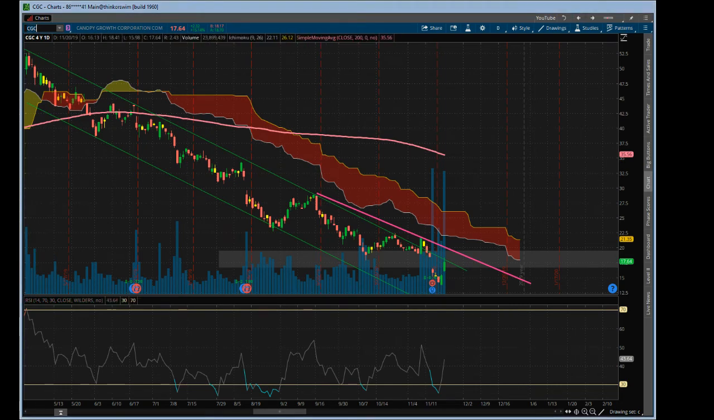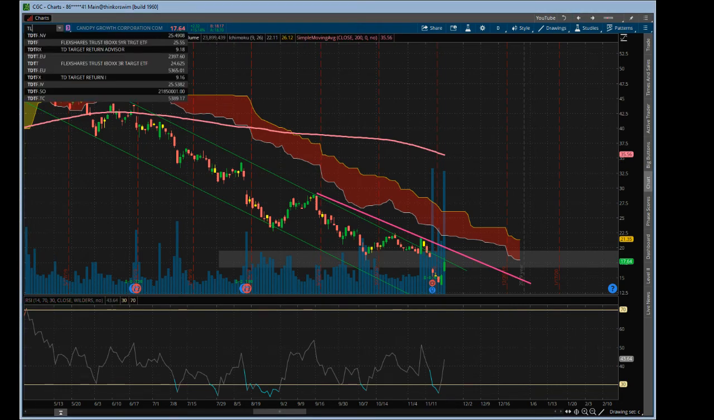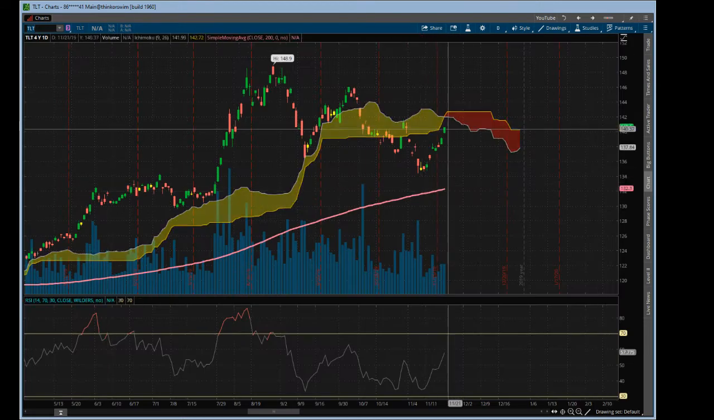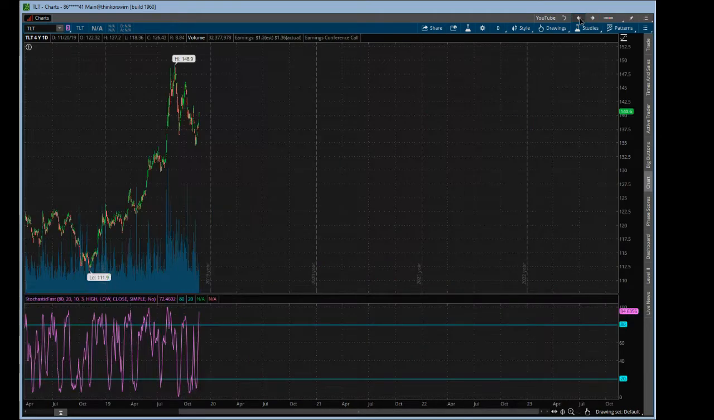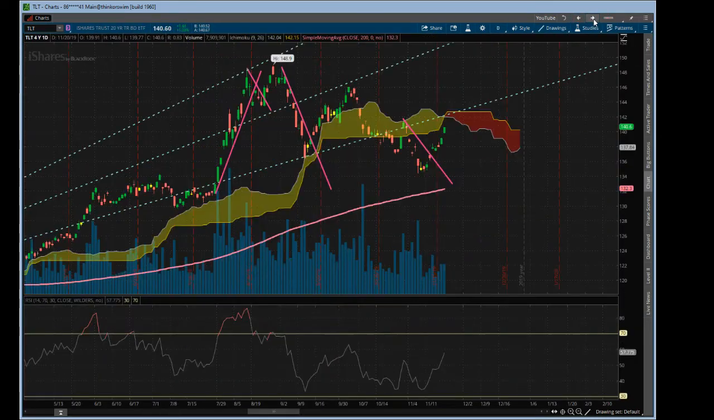TLT. Yeah, big move up today. It's trying to get up to the cloud here and it's kind of up a bit after hours, right? But it's looking pretty good there. So it definitely makes you concerned about the market a little bit.